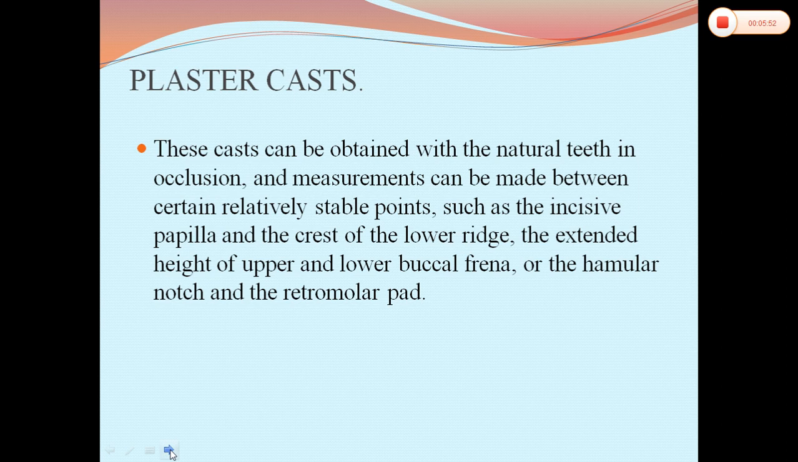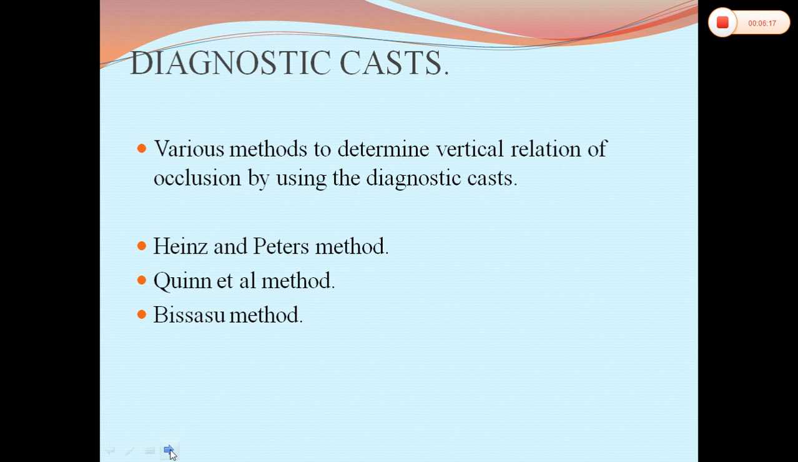Plaster casts. These casts can be obtained with the natural teeth in occlusion, and the measurements can be made between certain relatively stable points such as the incisive papilla and the crest of the lower ridge, extended height of upper and lower buccal frenum, or the hamular notch and the retromolar pad.